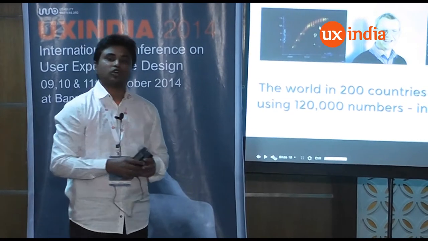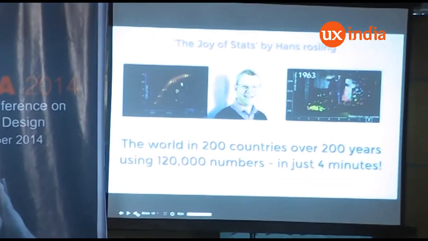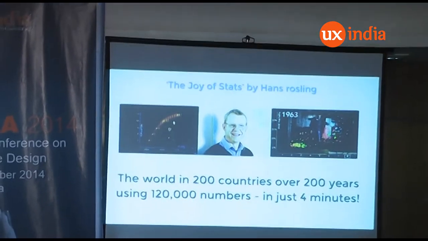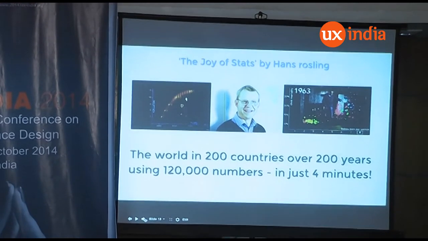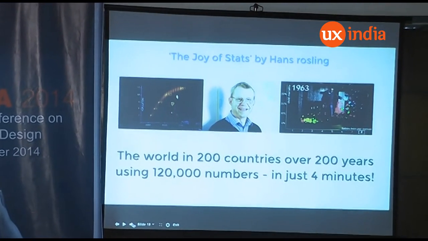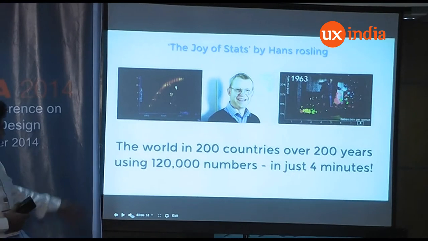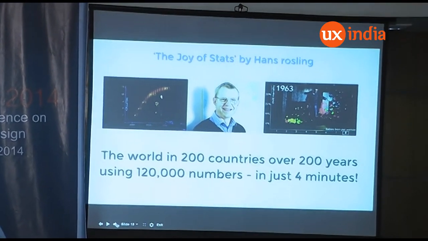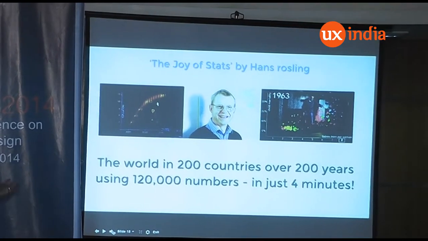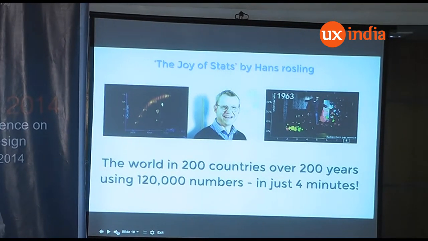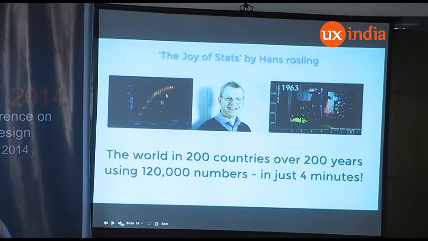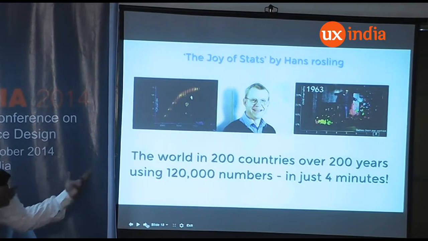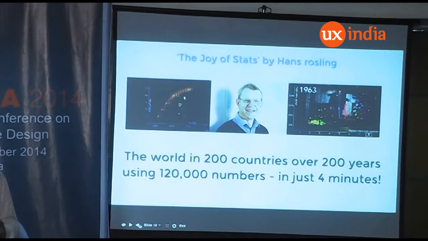This is Hans Rosling. He's a Swedish professor and doctor. Part of his job as a professor was trying to explain a large amount of data to his students. He had information about 200 countries over around 200 years, about 120,000 data points. He wanted to explain to the students how the world has been changing, from, say, 1800 to 1900 and so on.